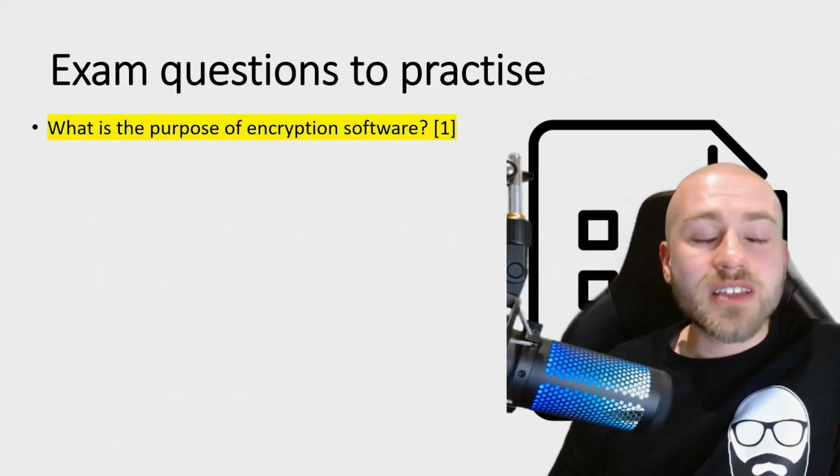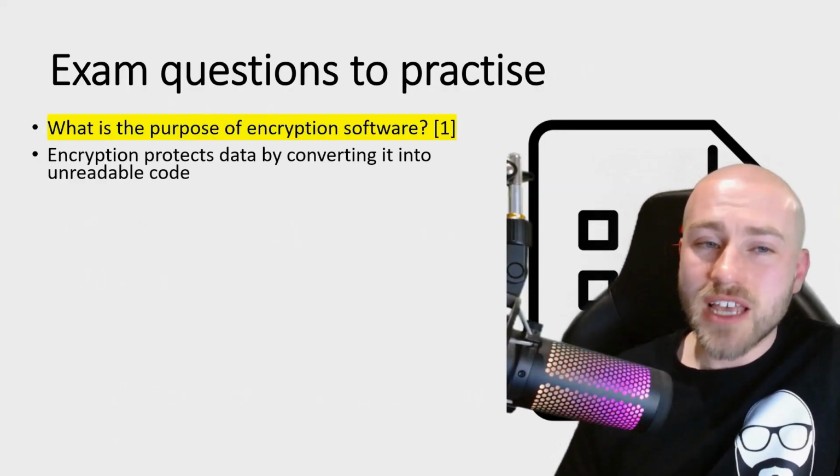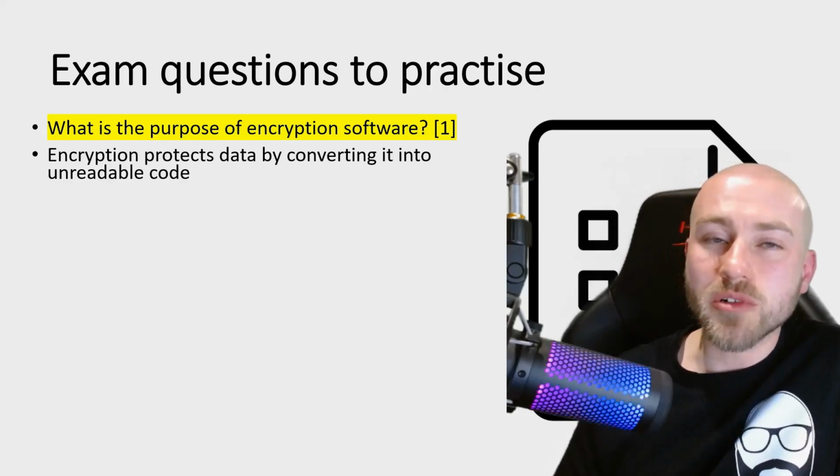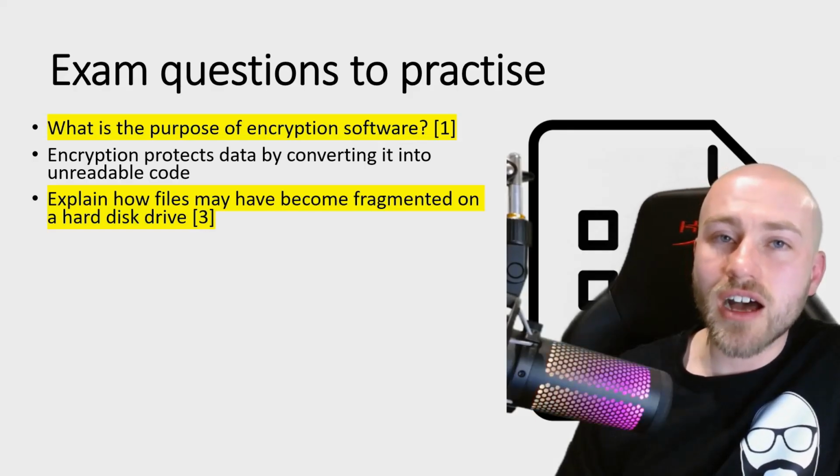Okay, let's go through the answers then. So question 1, what is the purpose of encryption software? So encryption protects data by converting it into unreadable code. Question number 2, explain how files may have become fragmented on a hard disk drive.